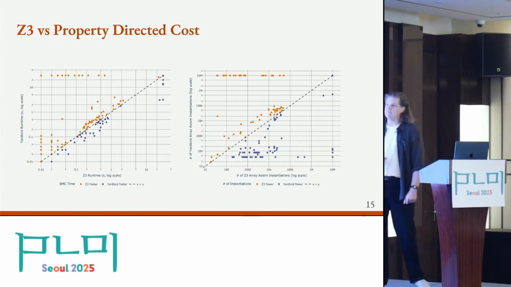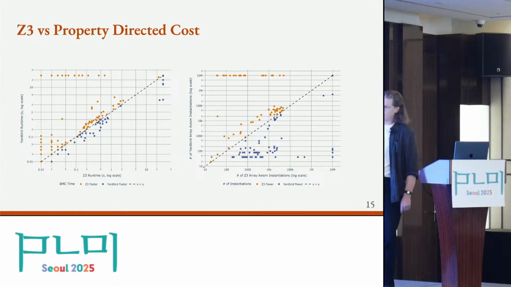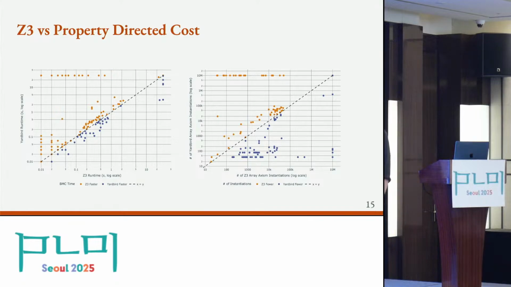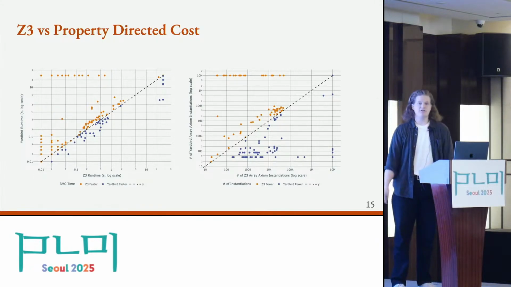But when we have this property-directed cost function, you can see that the runtime cost is getting much tighter around the x equals y line. And for this metric of number of axiom instantiations needed, we can see that we're actually starting to outperform Z3 by quite a large margin on about 50% of the examples.